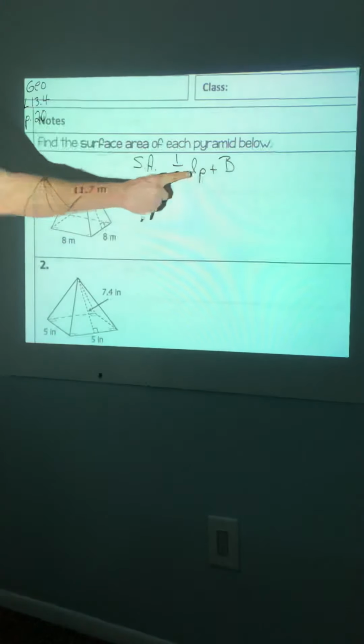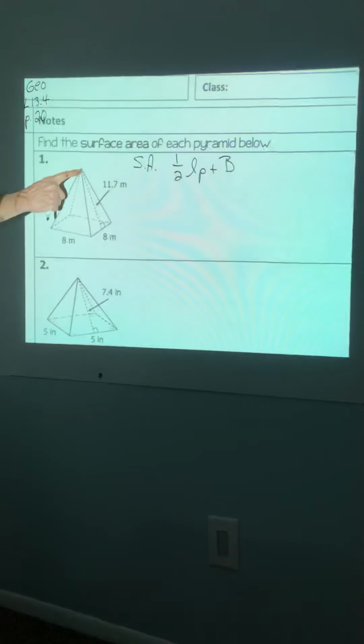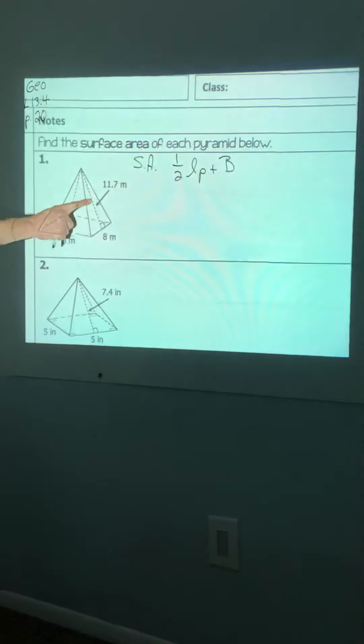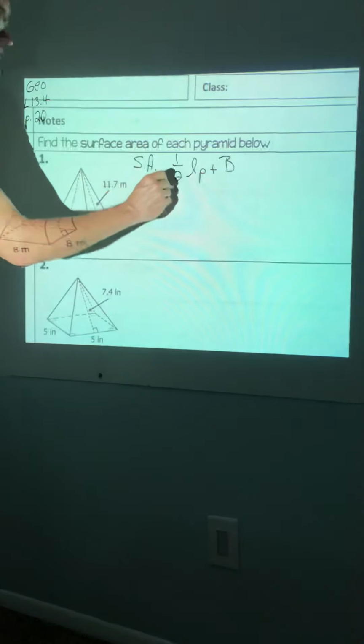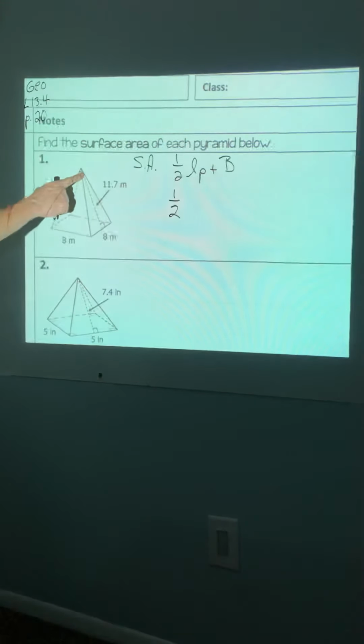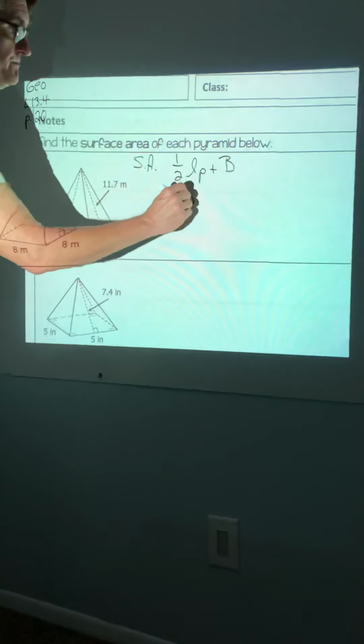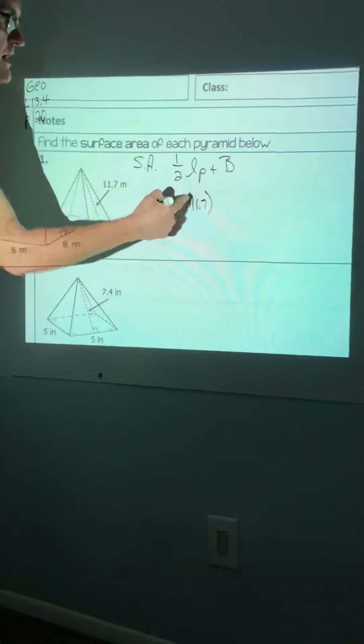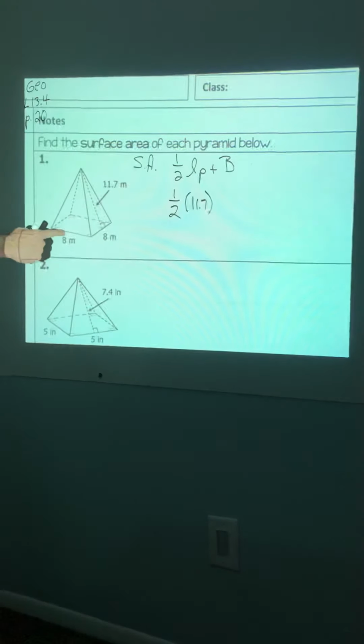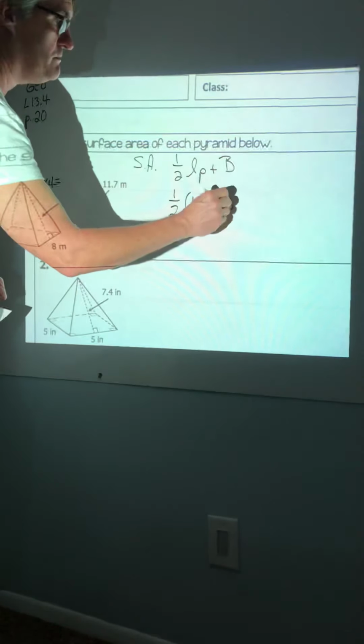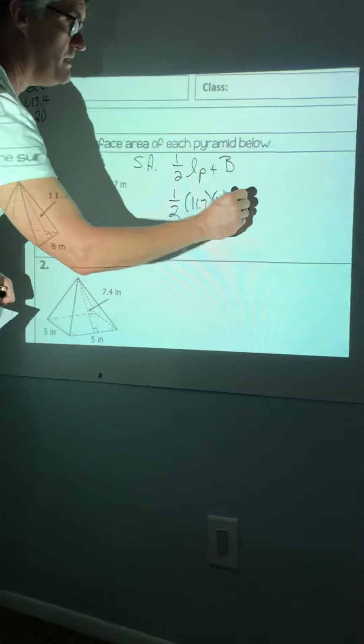So L, that's that new height I was telling you about. We're going to slide down that pyramid. That'd be a lot of fun. So leave the 1/2, put the 11.7. The perimeter is 8 plus 8 plus 8 plus 8. So the shorthand would be 8 times 4. So your full perimeter of your base is 32. So you're going to put 32 in here, put the plus sign.